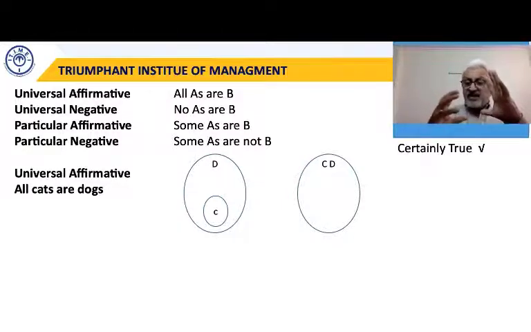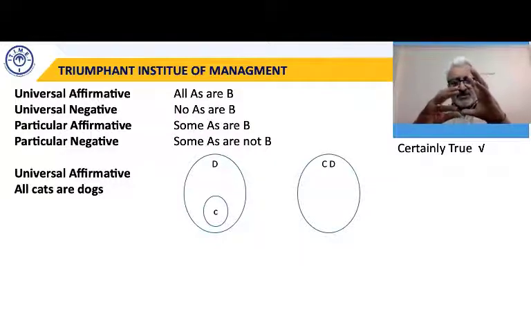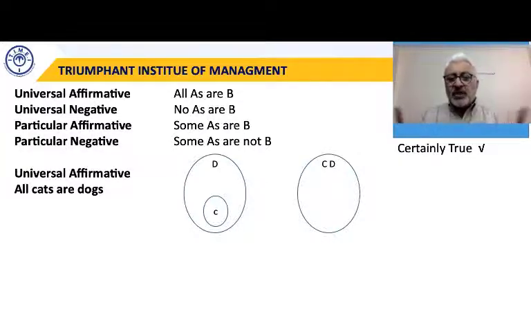But cat category is restricted in its enlargement because it can't go beyond the dog category. Only then we can represent all cats are dogs. So a slight expansion of C is possible, but no way can we allow C to go outside the boundaries of D. So if D enlarges, then C also can enlarge up to the boundaries of D. I hope you've understood this.